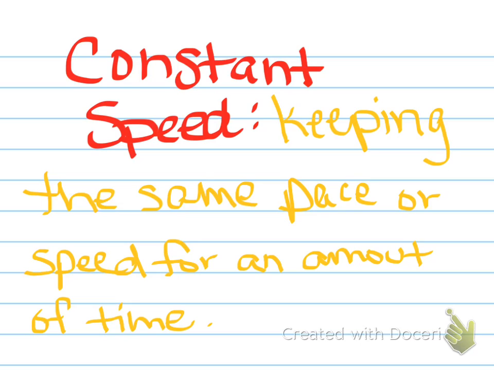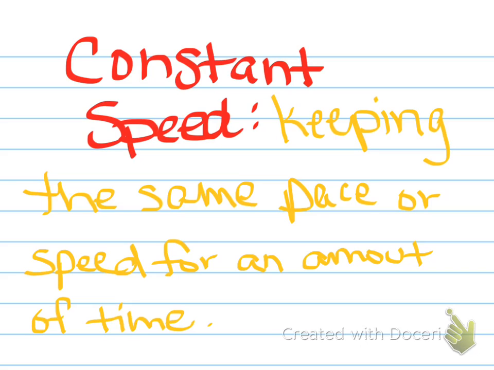What we mean by that is that if you're running, sometimes you slow down, sometimes you speed up. When we say constant speed, we're assuming that you're going to continue running at the same pace the entire time. So if you start out running a mile in 10 minutes, then you're going to continue every 10 minutes running that 1 mile, meaning that you're not going to slow down. You're running at a constant speed.